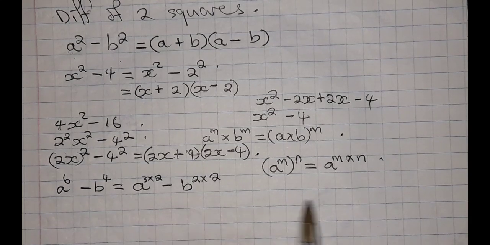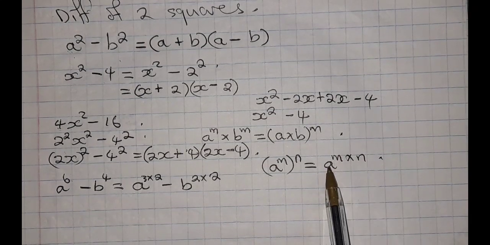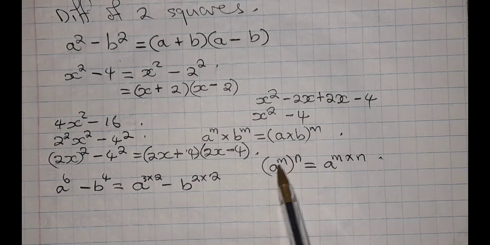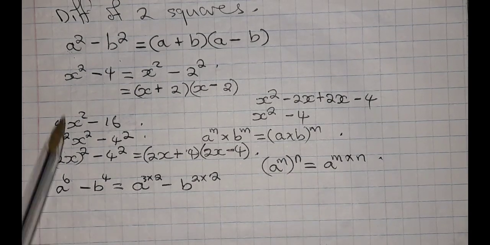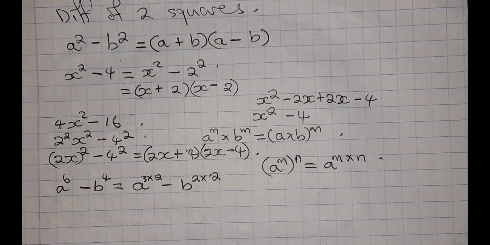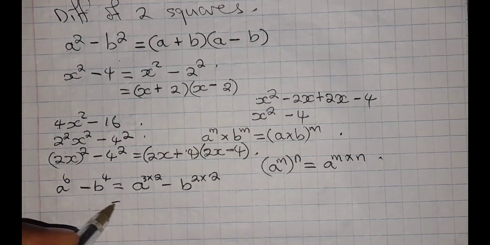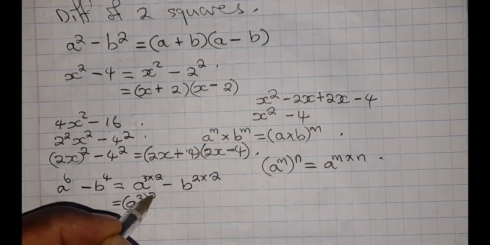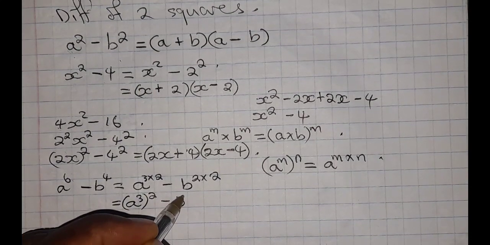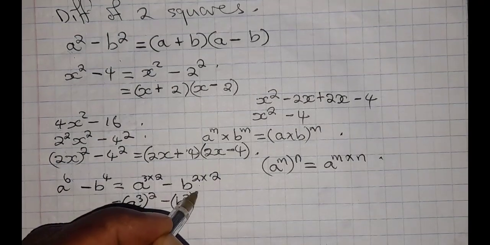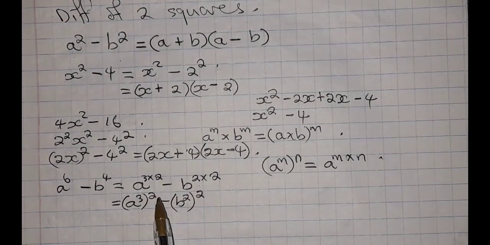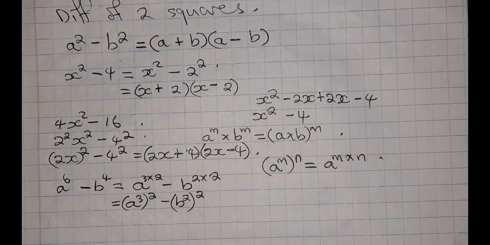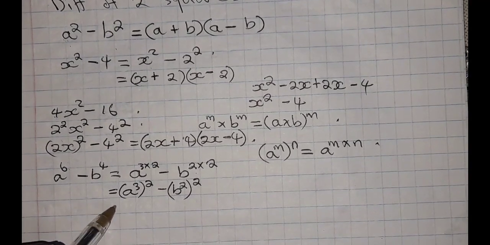Now, both of them are written in this form, a to the power of m multiplied by n. We can write them this way, right? Having our 2 outside the bracket. So this one is going to be a to the power of 3 all raised to the power of 2 minus b squared all raised to the power of 2. Now we have our difference of two squares written in a way which we are familiar with.